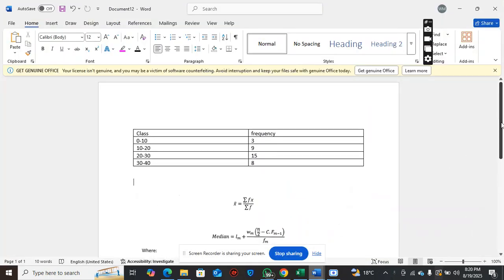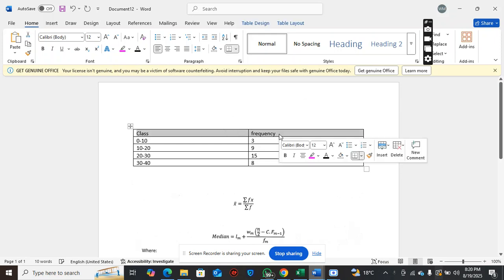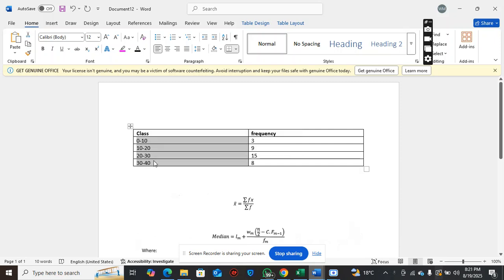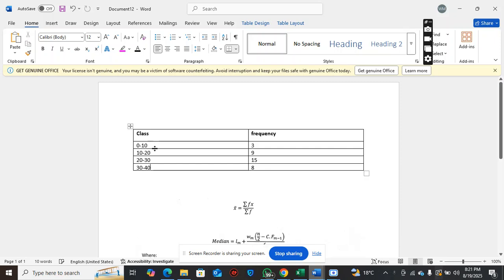Okay, so we've got a question here. We have to find the mean, the median, and the mode for this grouped data. How do you know you're dealing with grouped data? You always have classes like this. Once you see a class and a range in the class, then you know you are dealing with grouped data. So we have to find the mean, the median, and the mode for this information.